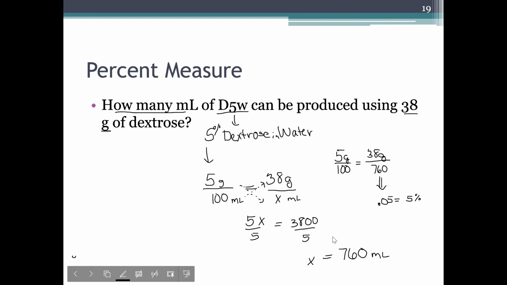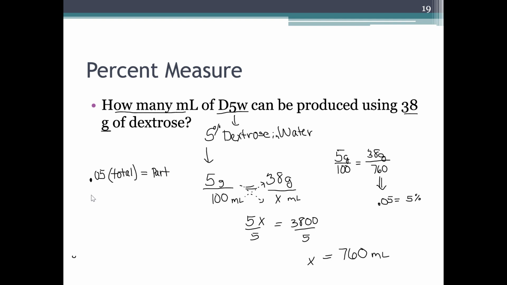Now, some of us set up percent problems differently. And so when we want to set up a percent problem, we want to use this decimal idea. And so if we look at that idea, we would say 5%, 0.05, of the total, because it's always of the total, equals the part.